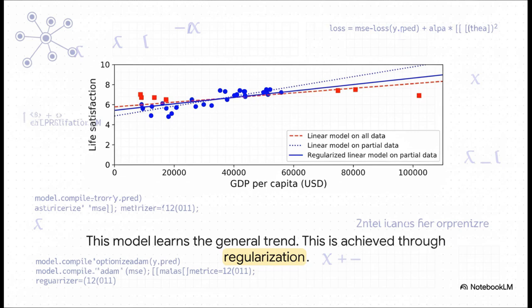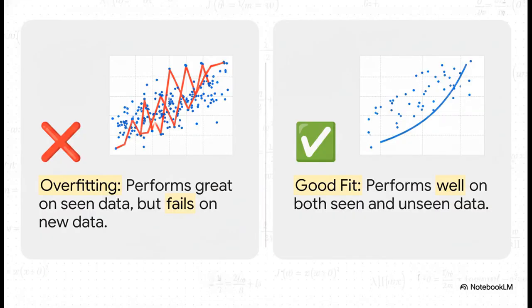But now, look at that solid blue line. See how it kind of ignores the outliers and just captures the general vibe, the main trend? It's not perfect on the training data, but because of that, it does a much, much better job predicting the new red squares. We get this better model through a process called regularization. So let's boil it down. An overfit model looks brilliant on the data it already knows, but it's totally useless on anything new.